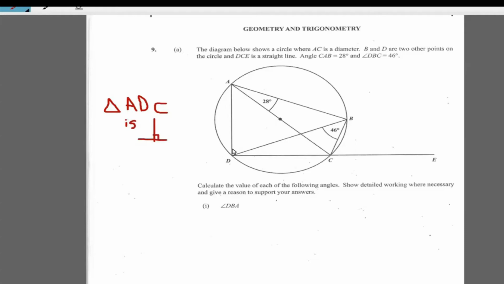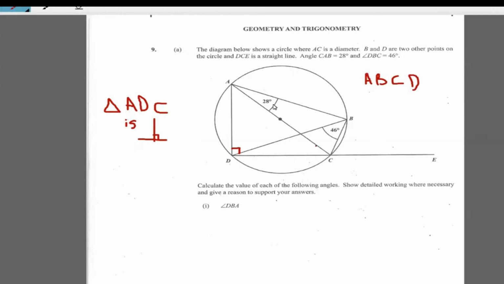If triangle ADC is a right angle triangle, the next thing we know is that ABCD is a cyclic quadrilateral. So we're not answering the question yet, we're just writing down what we know. ABCD is a cyclic quad.